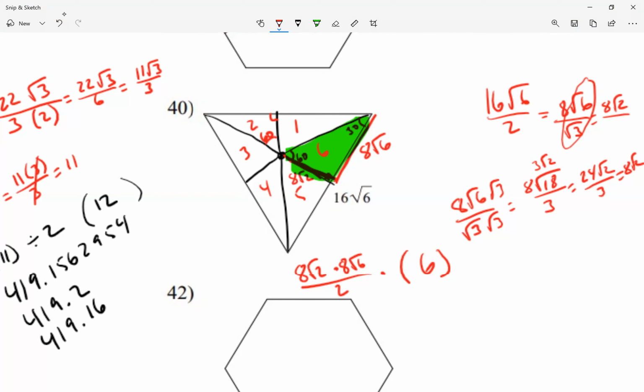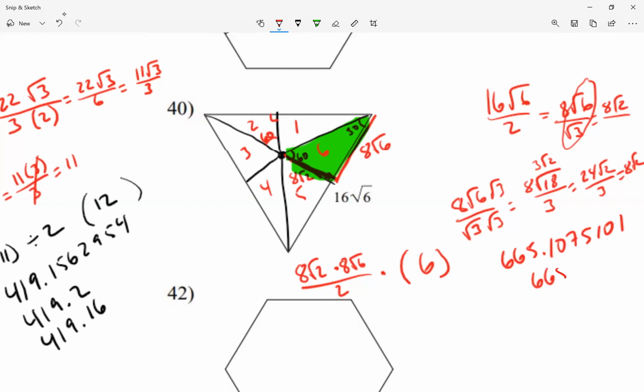So let me go 8 times the square root of 2 times 8 times square root of 6, everything divided by 2. Then I multiply by 6. According to my calculator, I get 665.1075101. Okay, so if it's one decimal place, 665.1. If it's two decimal places, 665.11.